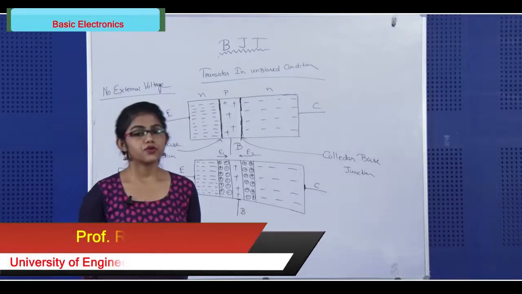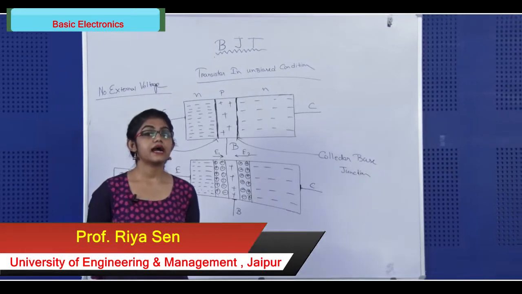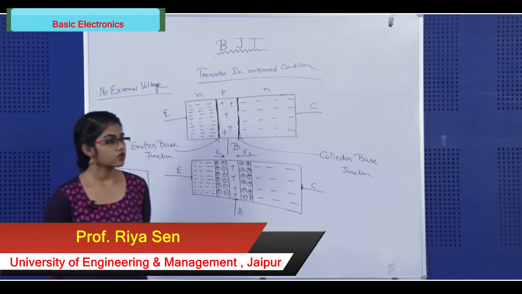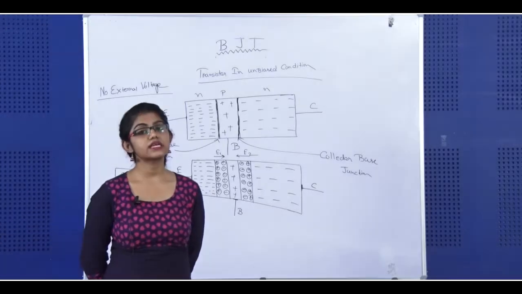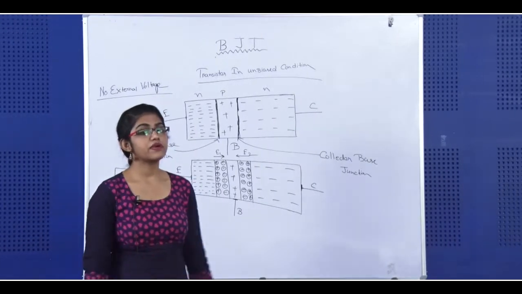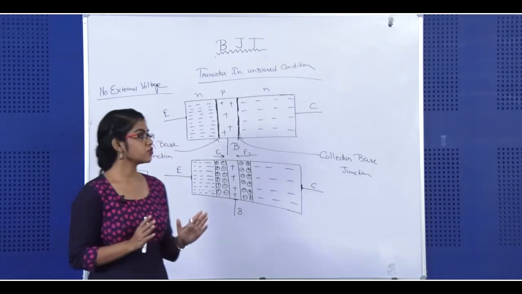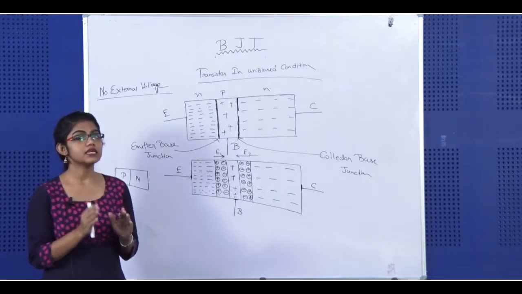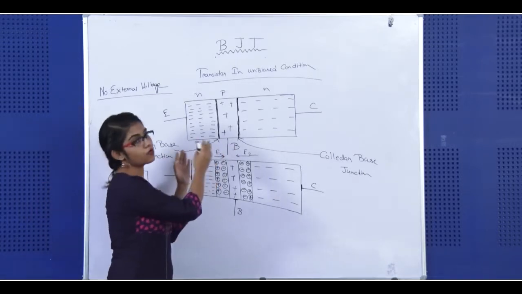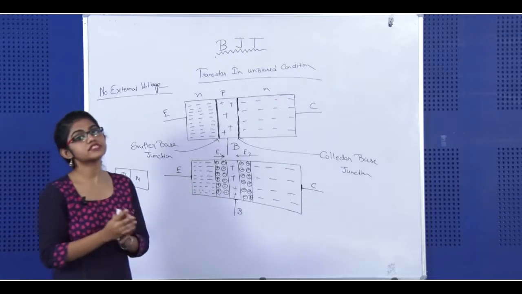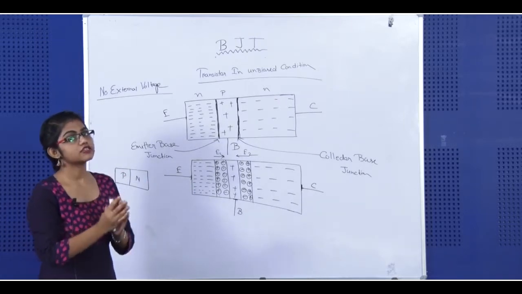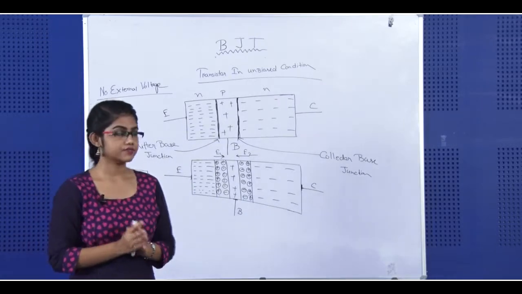Hello everyone, today we will study BJT in unbiased condition. Unbiased means there will be no external energy. We will not give any external energy to this transistor, and we will see the involvement of the charge carriers in the case of no external voltage.